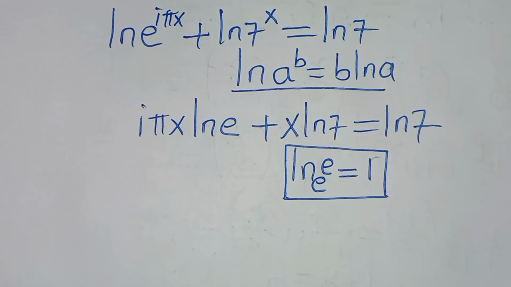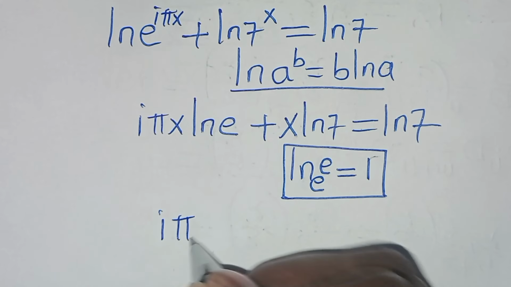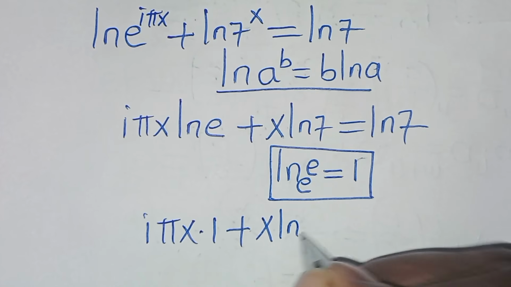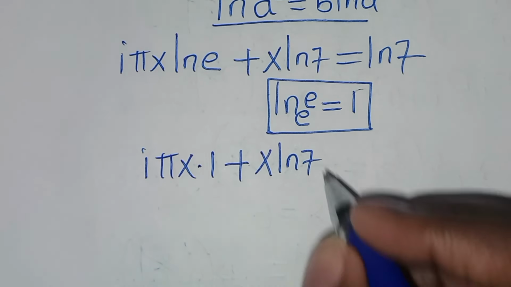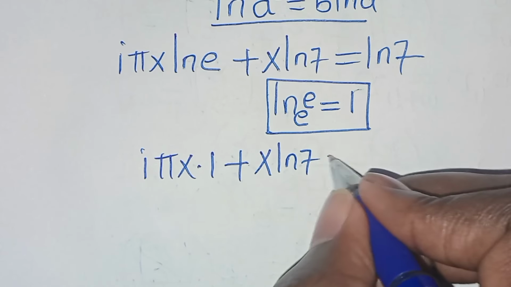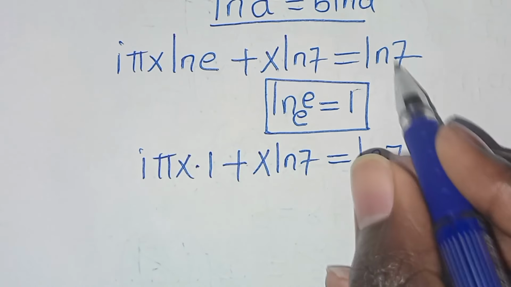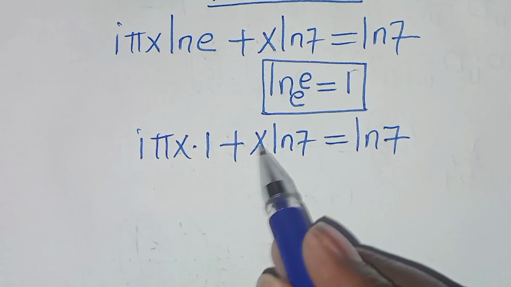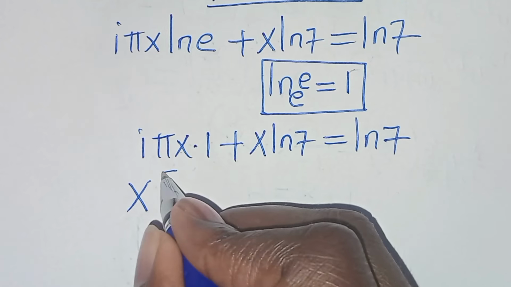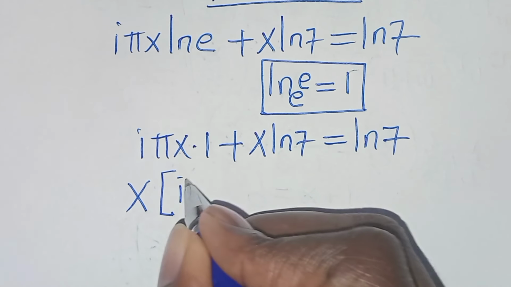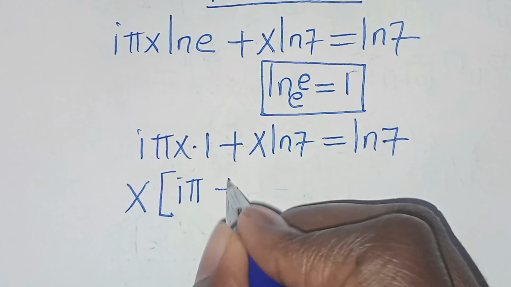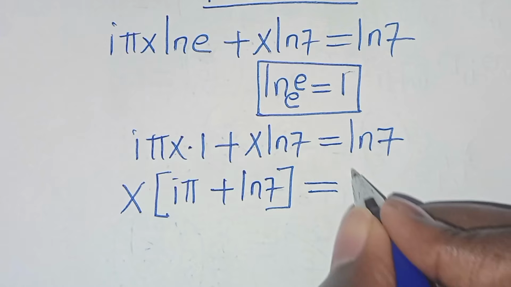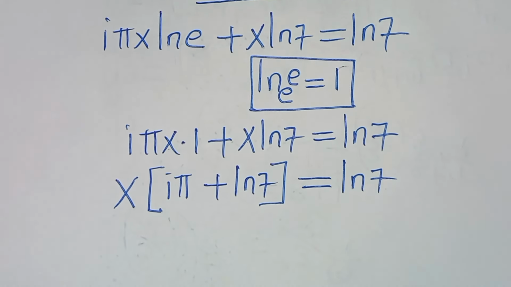Substituting this implies here we have i pi x times 1 plus x ln of 7, this is equal to ln of 7 from here. Now, you find that from here, x is common. We can factor out x so that into the parentheses, here we have i pi plus ln of 7, close the parentheses. This is equal to ln of 7.